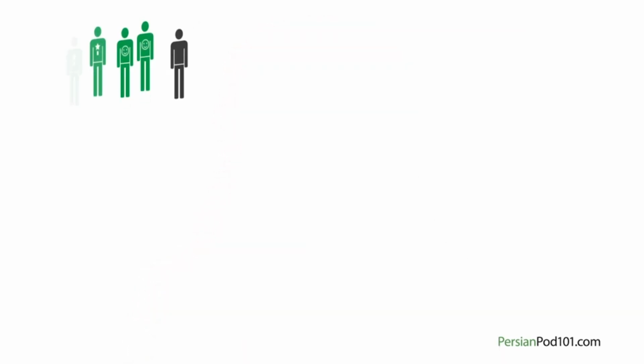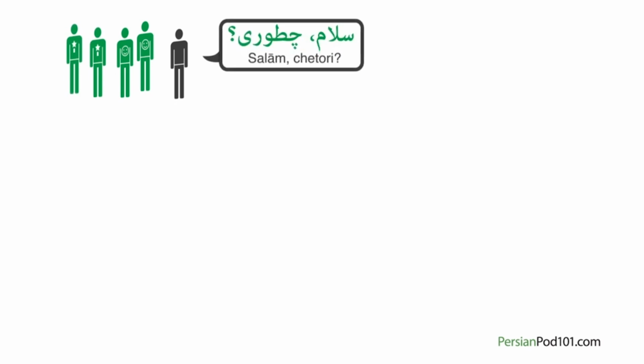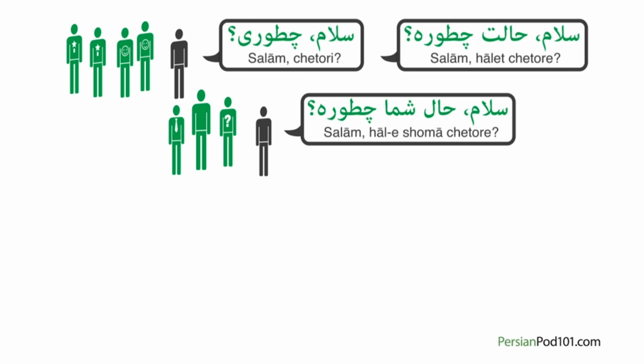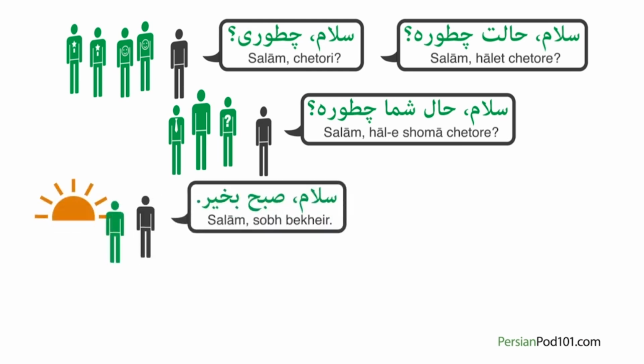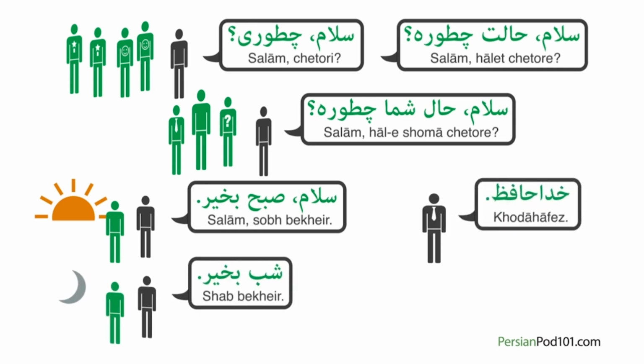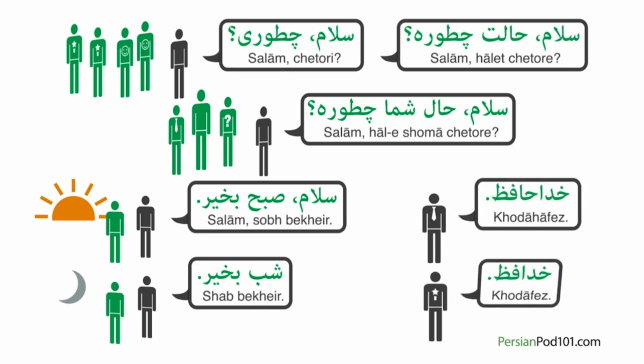Now you have learned many different ways to greet people in Persian. Let's review them all one more time. When meeting friends or relatives, salam, halet chetore. When meeting a stranger, someone older, or someone we don't know well, salam, hale shoma chetore. To say good morning, salam, sob bekhair. To say good night, shab bekhair. When leaving in a formal situation, khoda hafez. When leaving in an informal situation, khoda fez.